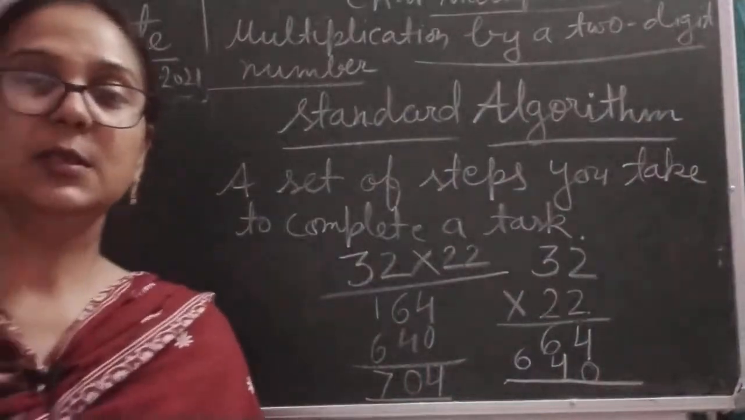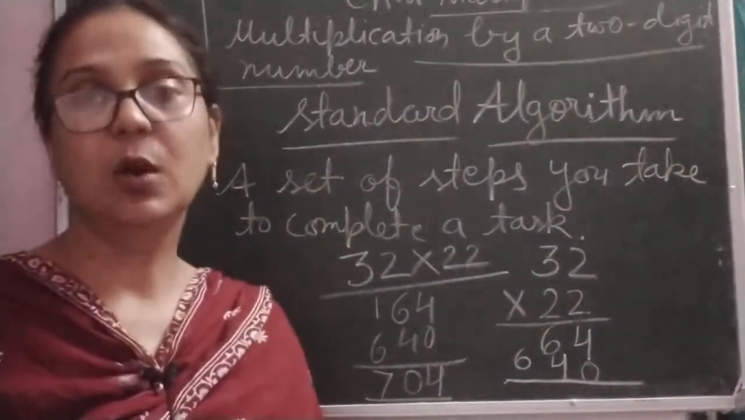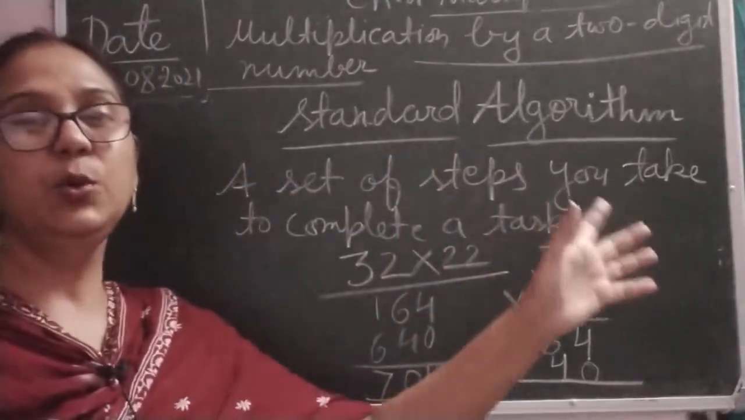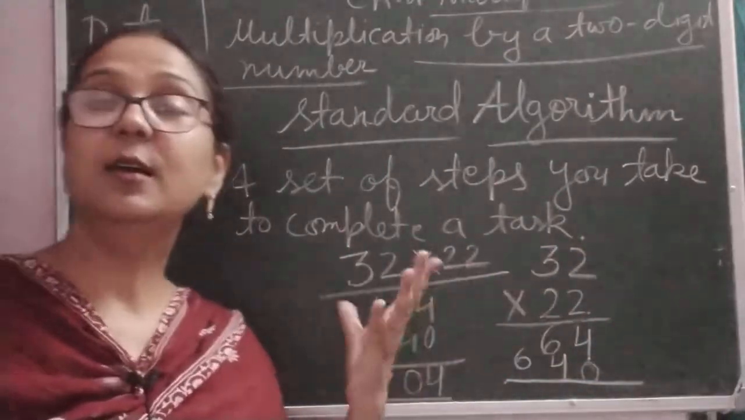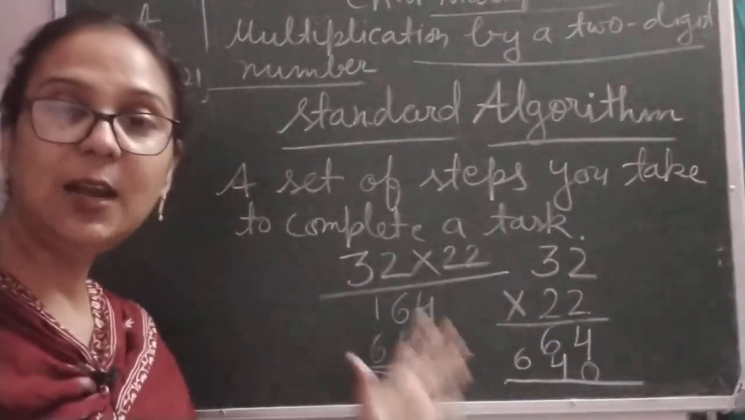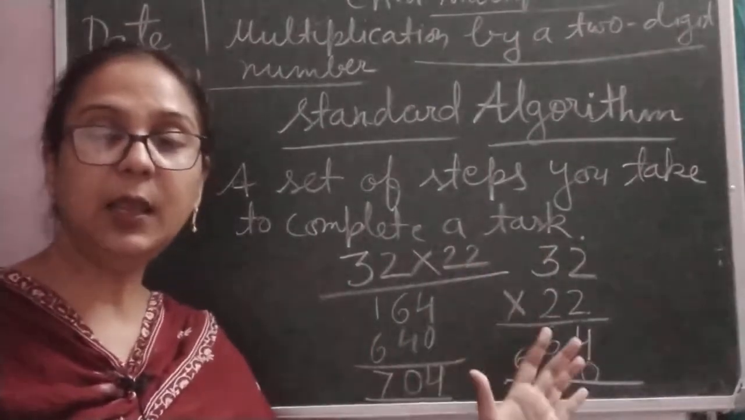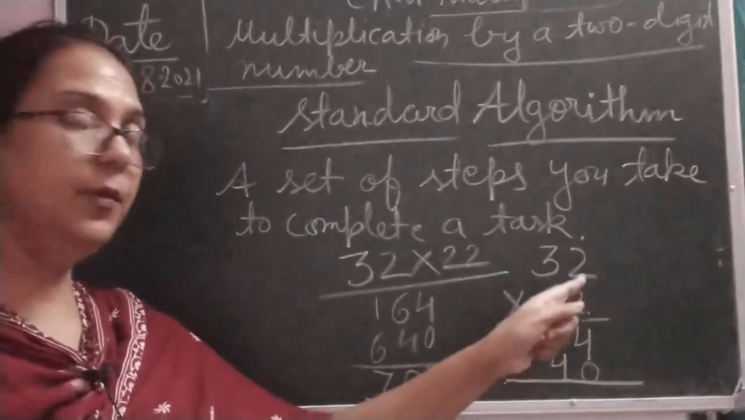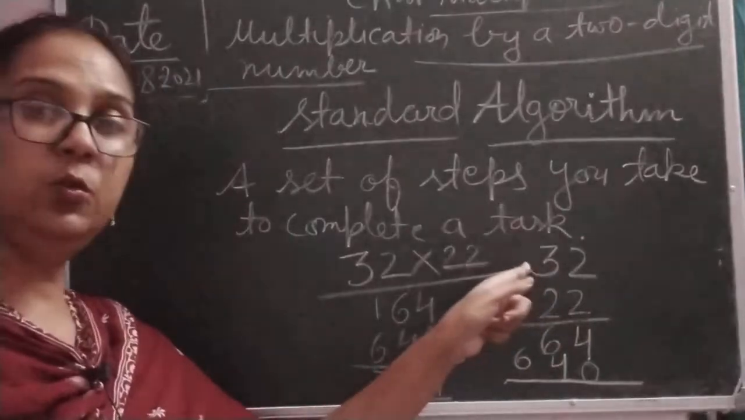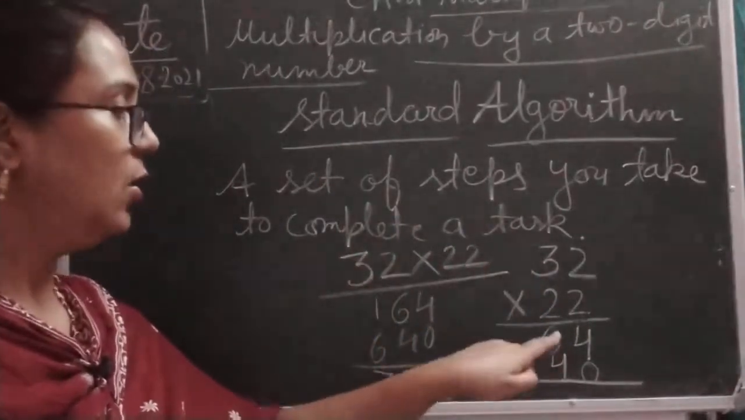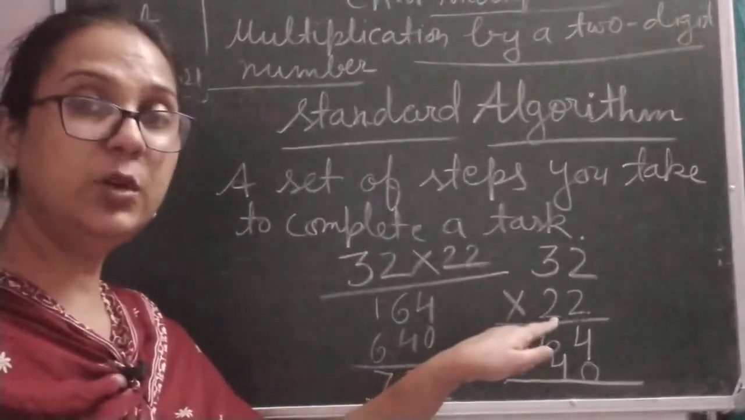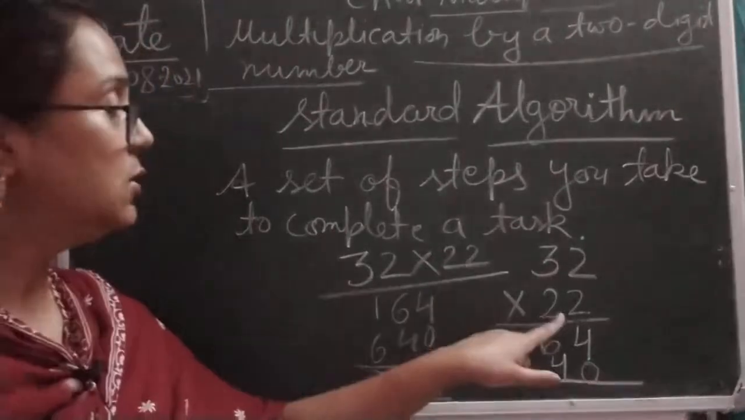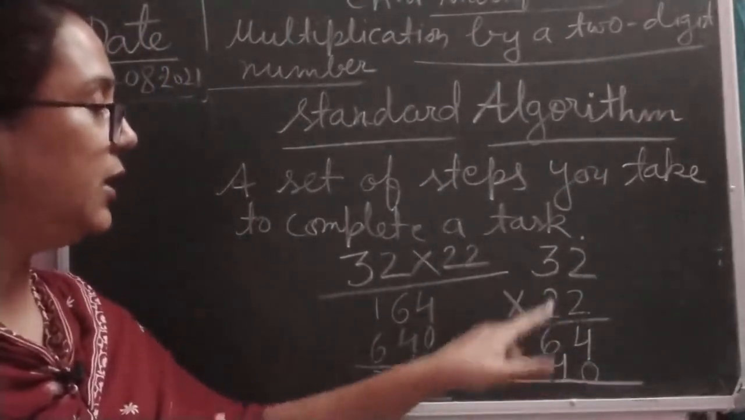So children, algorithm is not a very tough type of concept. It is the set of steps you take to complete a task. This is our task. We have set it down properly. First, we will start from the ones column. We will multiply this one, and then we are moving to this tens column. Again, because this is 20, this is 2 tens. So that is why we have to put 0 over here. So 2 twos are 4 and 2 threes are 6.